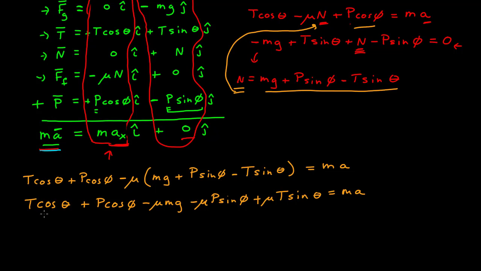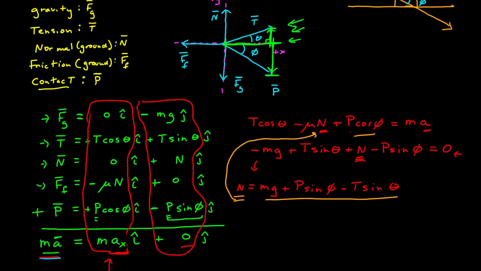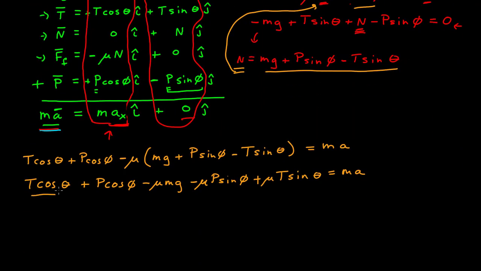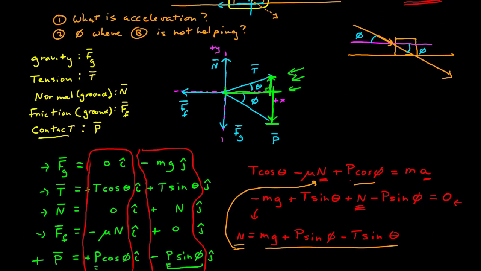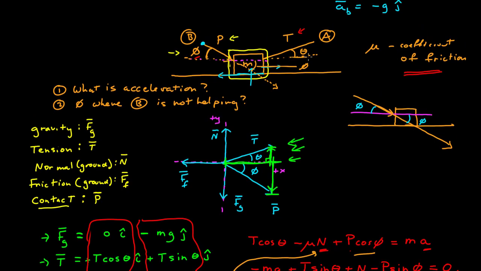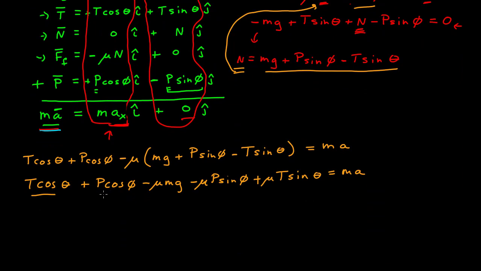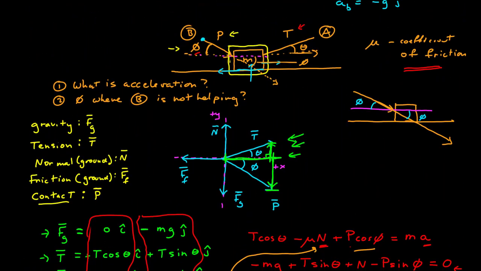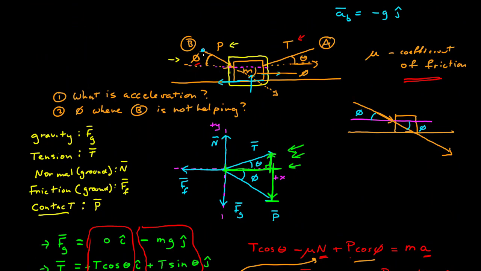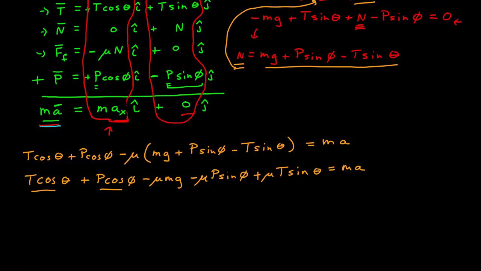So let's look at all of these terms for a second, see if they make sense. So I have t cosine theta. It's positive, and it's contributing to my acceleration. It's the component of the tension force that's sort of pulling it forward. That makes sense. So this p cos theta, that's also a positive contribution to the acceleration. It's the component of the push force that's giving me an acceleration.